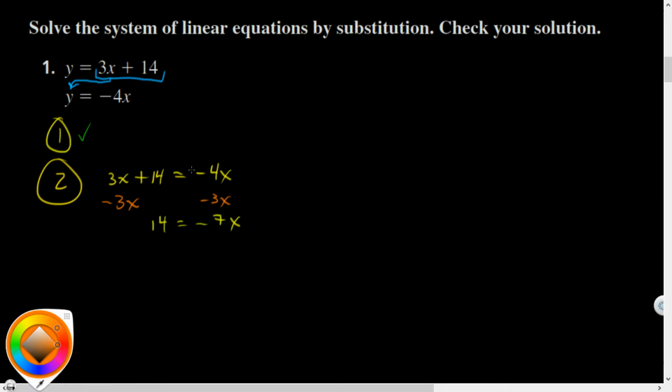How do I get x by itself? Divide, right?